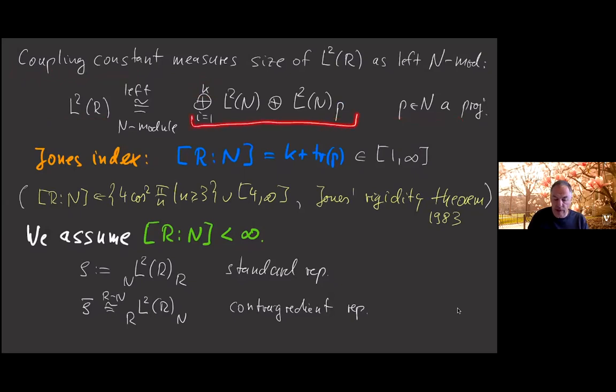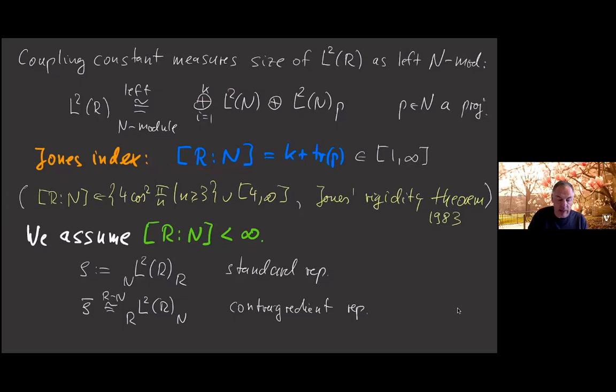Now this is of course a left N module, right? Because N just acts by left multiplication on these L2 of N's. And one can show that any Hilbert space can always be decomposed in that way. And hence there is a number attached to it, which just measures the N-size of the Hilbert space, right? And that number is the number of copies of L2 of N, plus the size of this little piece. And that piece has size trace of p, so it only depends on the trace of the projection, which is easy to see. And so this number is called the Jones index.